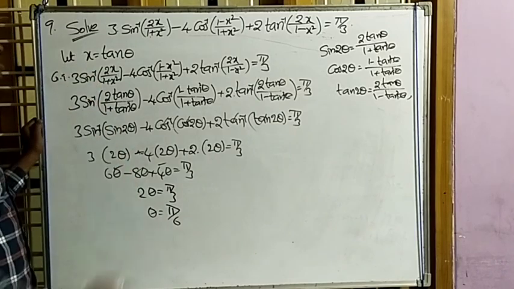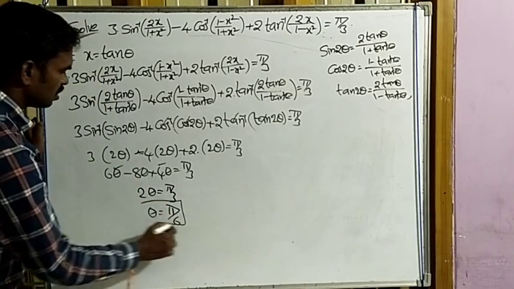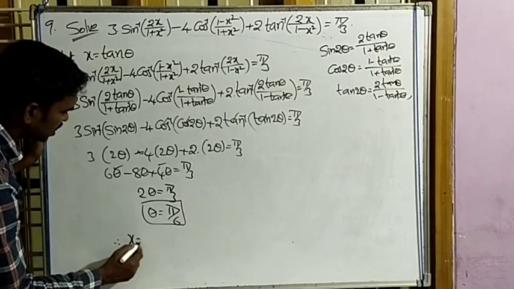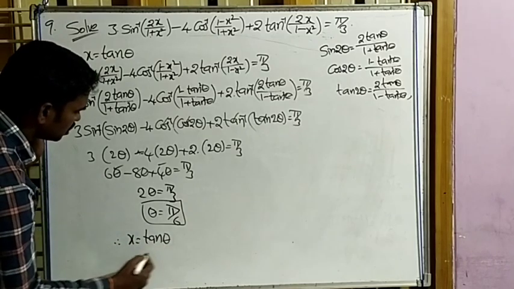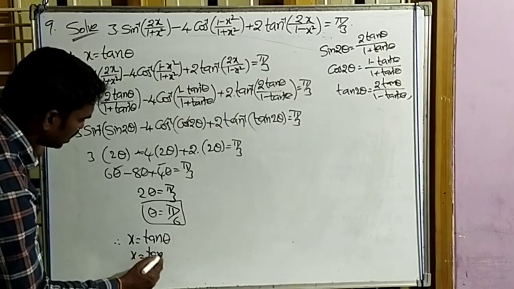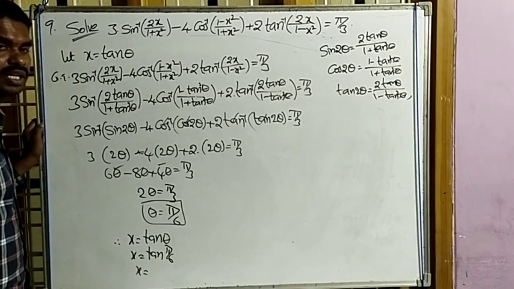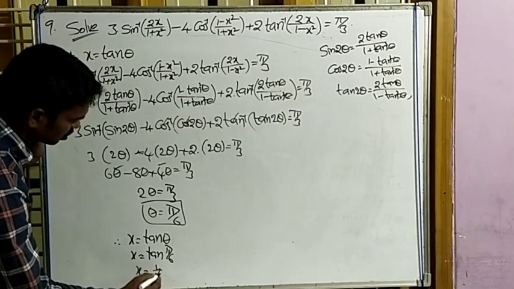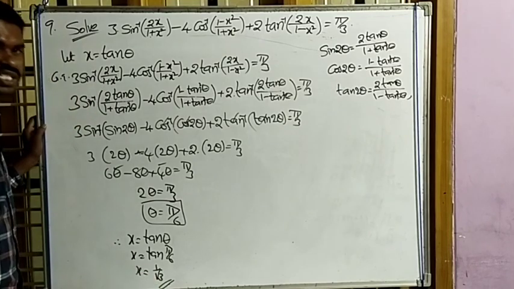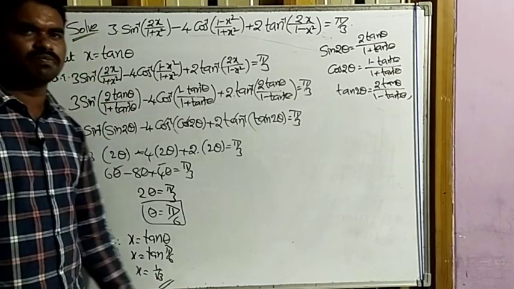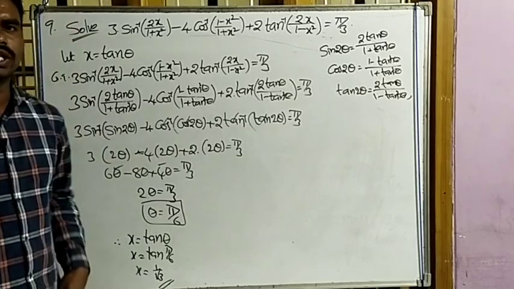We should find the x value, okay? Therefore, x is equal to, taken as, tan theta. So x is equal to tan, what is theta? Pi by 6. What is tan pi by 6? Tan 30 is 1 by root 3. So this is the answer. That's it. Solving equation means x value. Simple question. Next, the 10th question.